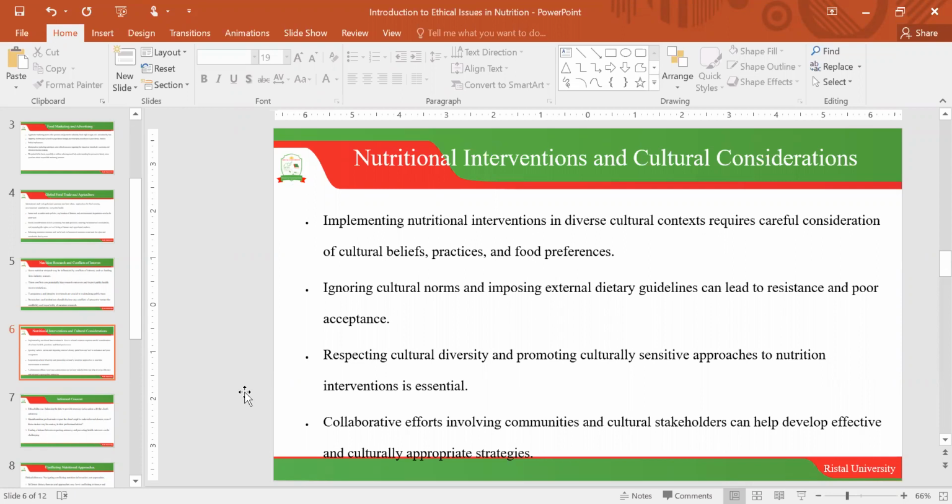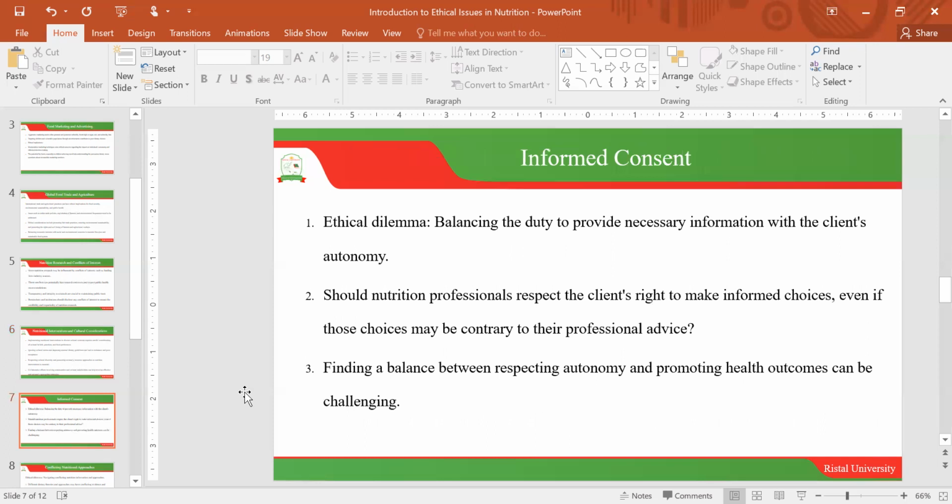So you cannot go to a particular community or population and start to impose your own nutritional interventions that are contrary to the cultural beliefs of that locality. So you need to be able to understand the cultures of different communities. Informed consent, as one of the principles of ethics, is that you should provide people with the relevant information they need in order to make an informed choice. So it is basically related to autonomy, that people have the right to make their own choices. And it is very important that you actually respect them.